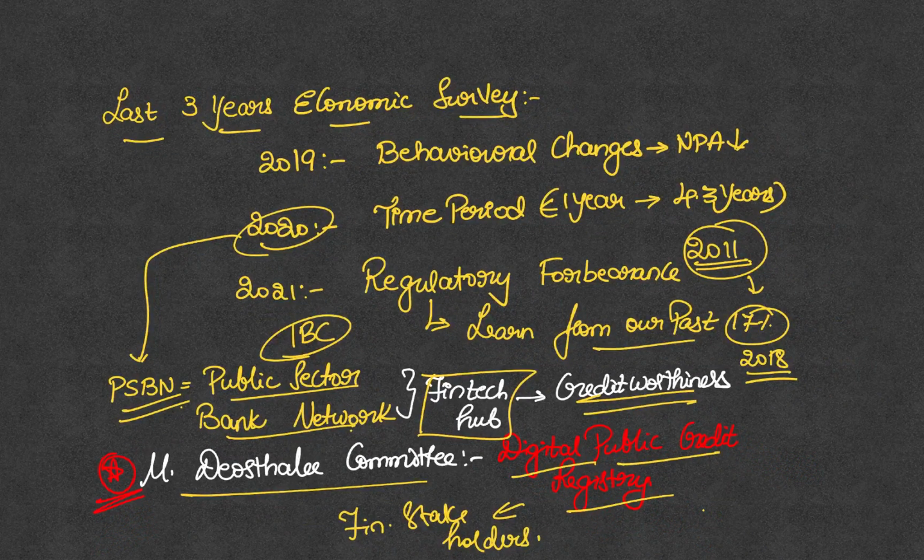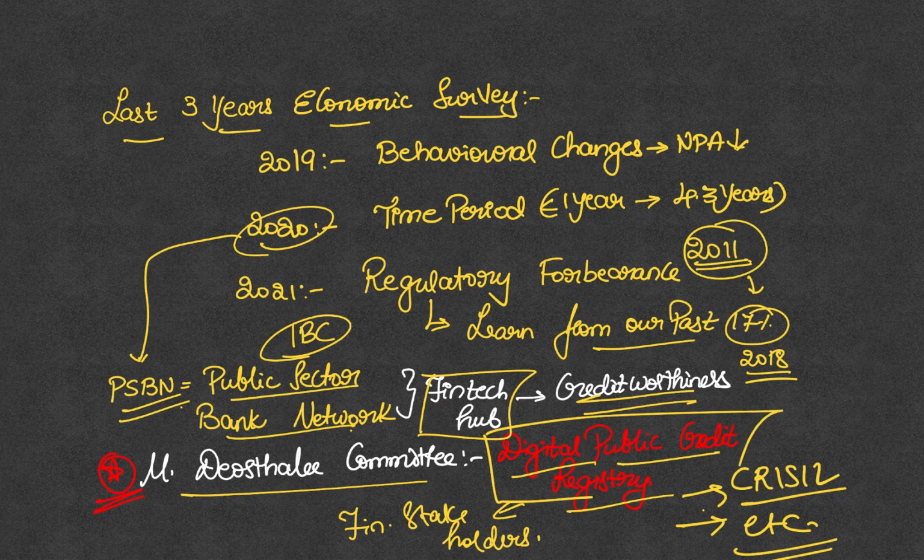Now, how do banks assess? There are various organizations like, say, for example, CRISIL, etc. It is fragmented and present across the ecosystem. There are many more. We can't remember all those details, but the fact that a digital public credit registry will act as a one point source, as suggested by the Deostali committee, can be asked in the prelims examination.